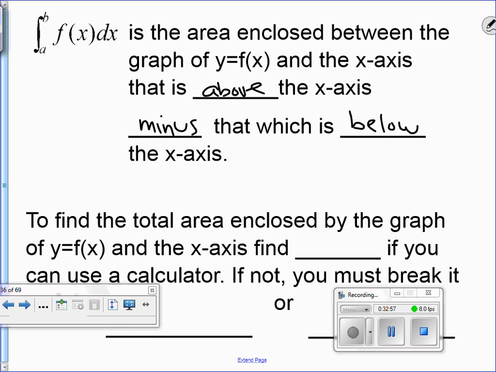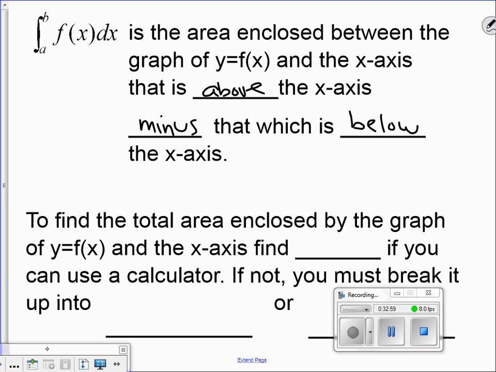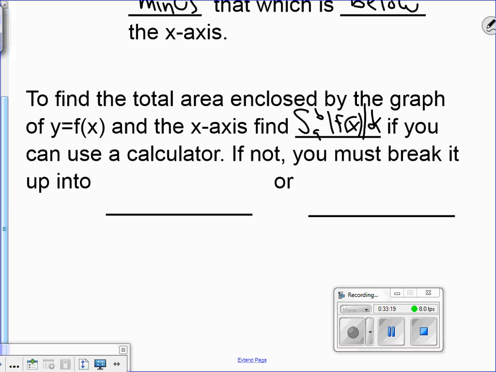To find the total area enclosed by the graph of the function and the x-axis, what can you do if you have a calculator? You can just find the definite integral from a to b of the absolute value of the function. Oh, wait. If you have a calculator, if not, you got to break it up. And we'll just say using that. Just say break it up. You can finish it there.